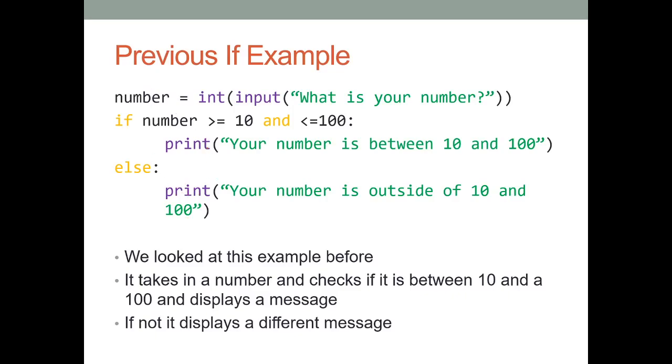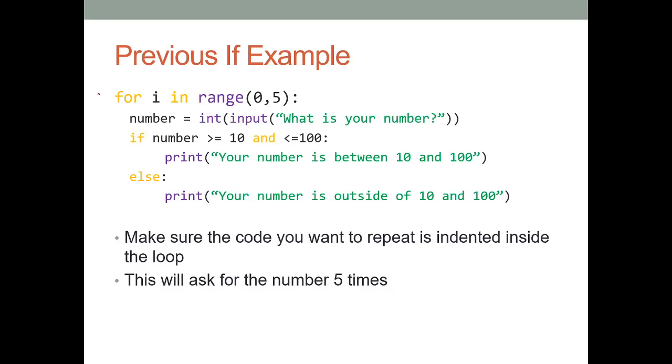What do you actually do? Well, you make a loop as before, and so you go for i in range. If you want to do it 5 times, you do 0 to 5, and you make sure everything is indented inside it. Doing that will make sure it repeats 5 times. Again, there's nothing new here. We're just looking at 2 different concepts and mashing them together.